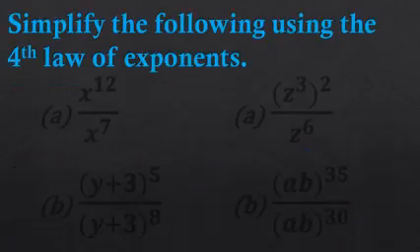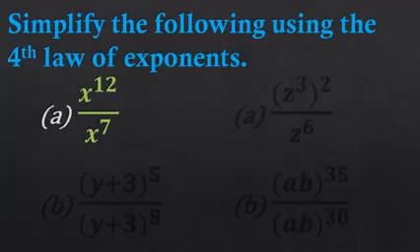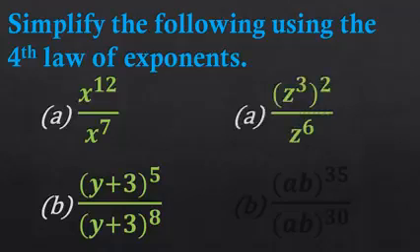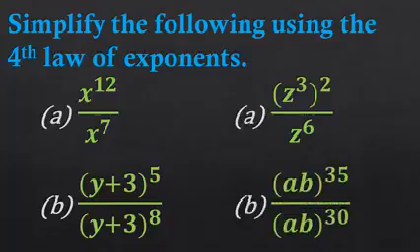Okay, simplify the following using the fourth law of exponent. Letter A, x raised to 12 over x raised to 7. Letter B, 5th power of y plus 3 over 8th power of y plus 3. Another letter A, we have square of z cubed over 6th of z. Letter B, 35th power of AB and 30th power of AB.